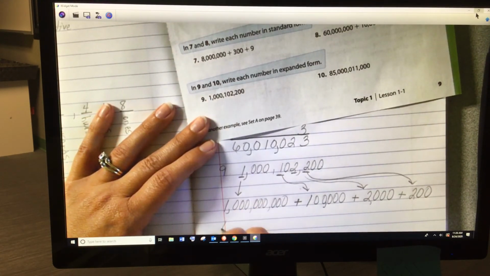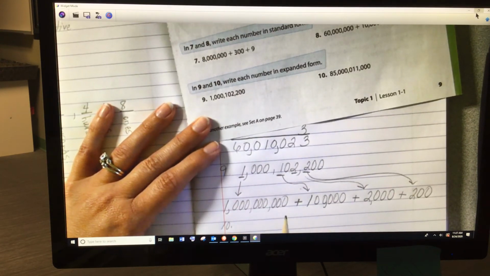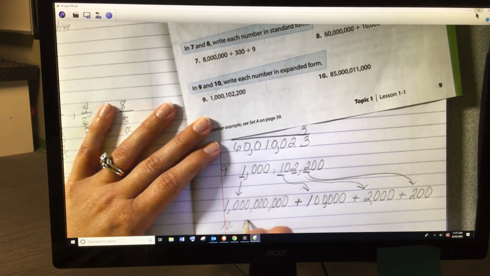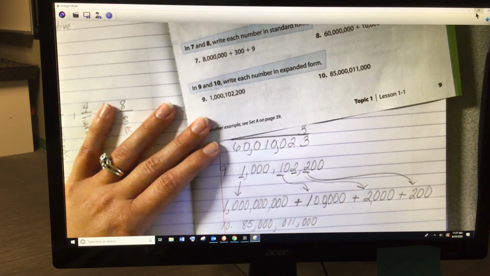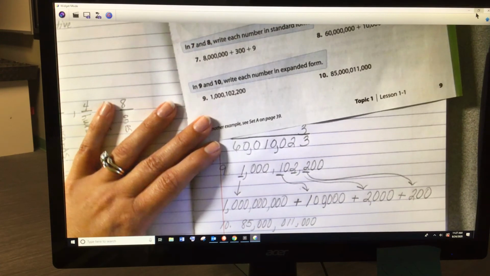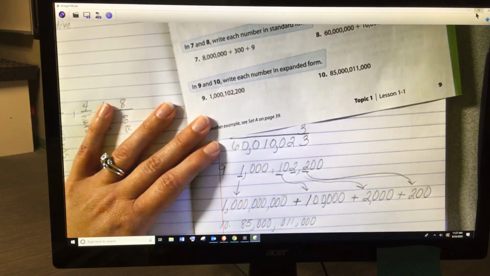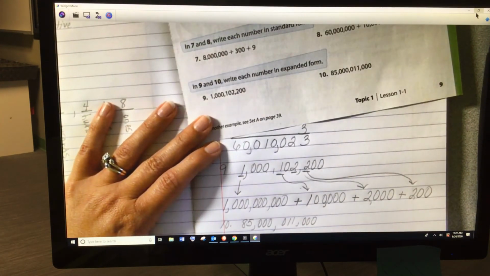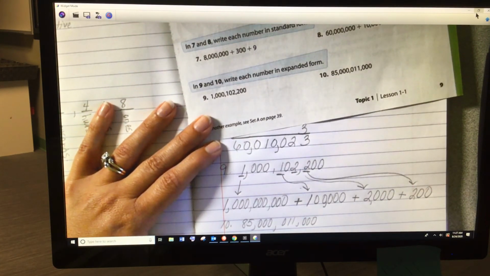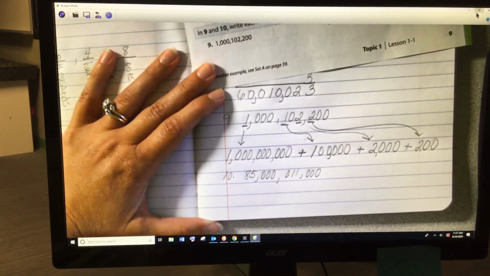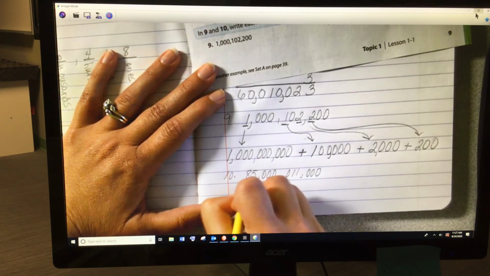All right. Here we go, number 10. 10 is a big long number. So we have 85 billion, 11,000. So there's lots of empty spaces in there because we see zeros. Remember, when we write expanded form, what we have to do is look at the values that are 1 or greater. Okay, so let's start at the beginning. We're going to underline that first one.